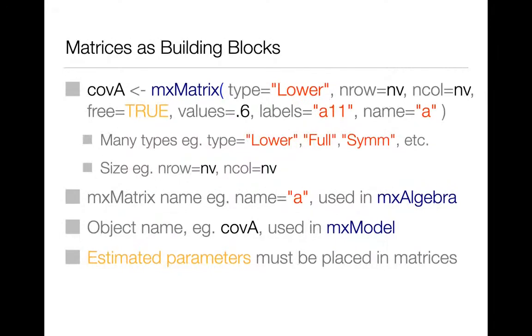Matrices can come in a variety of types, of course, have dimensions indicated by their number of rows and columns, and their elements can be either fixed values or parameters that are going to be estimated in the model. We can provide start values and labels and names, and it's important to recognize the difference between the name given to a matrix within an mxMatrix statement, which can then later be used in mxAlgebra statements, and the name of the object that this matrix is saved in, which is incorporated in the mxModel to be able to manipulate the various elements of that matrix.